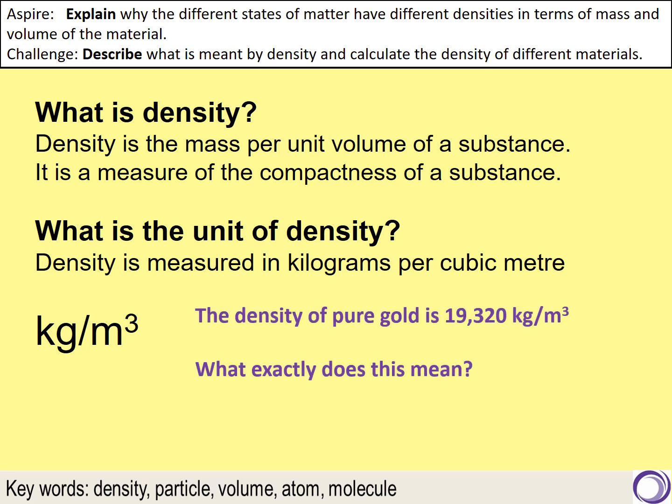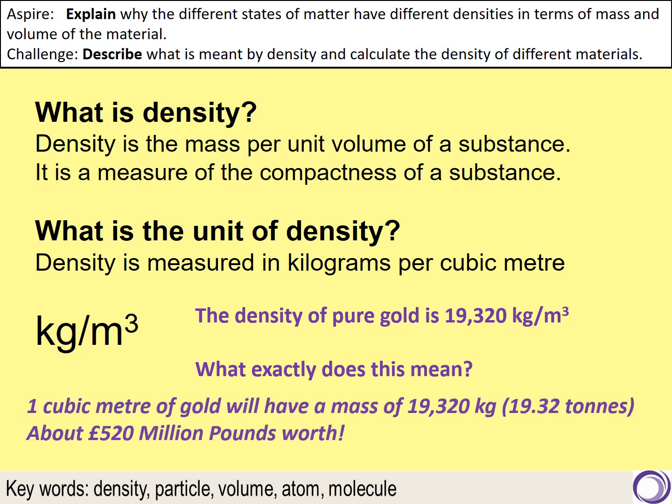If density of gold is 19,320 kilograms per meters cubed, well, what does that mean? That means that if we had 1 cubic meter of gold, then that would measure 19,320 kilograms. Very, very heavy, and very, very expensive if you had that. About 520 million pounds worth. So lucky you if you have got something like that.